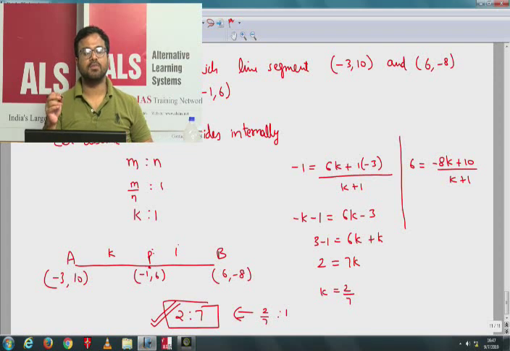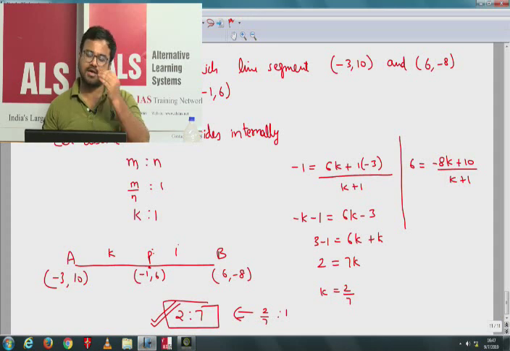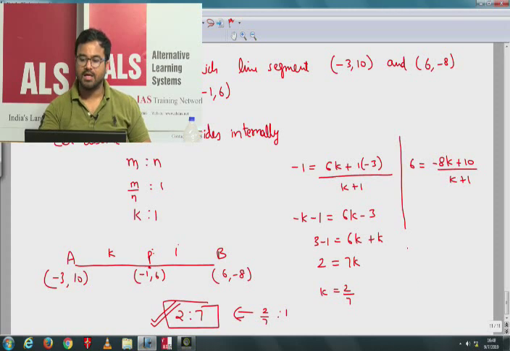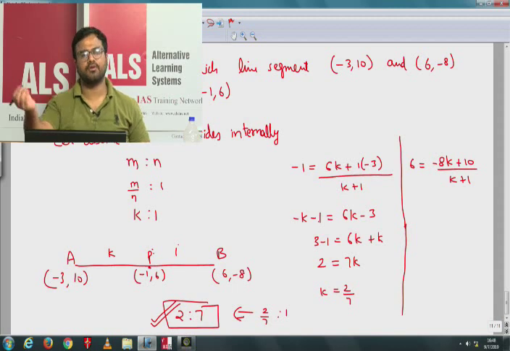So if you assume internal and you get the ratio as negative, it means originally it is external division. And if you assume external division and you get the ratio as negative, it means it is internal division. But if you have assumed internal and the ratio is positive, it is obviously internal. If you have assumed external division and the answer is positive, then it is external division. I have solved this entire question using the coordinates for x only. You can also solve it for y.